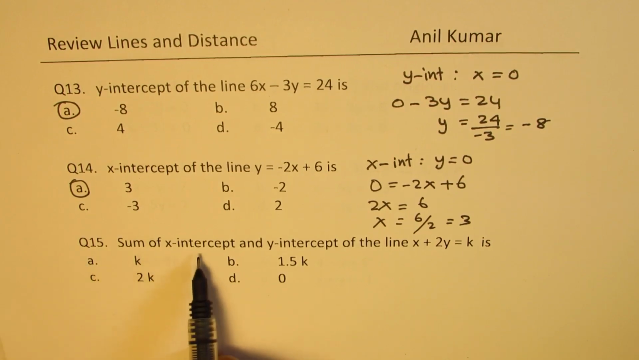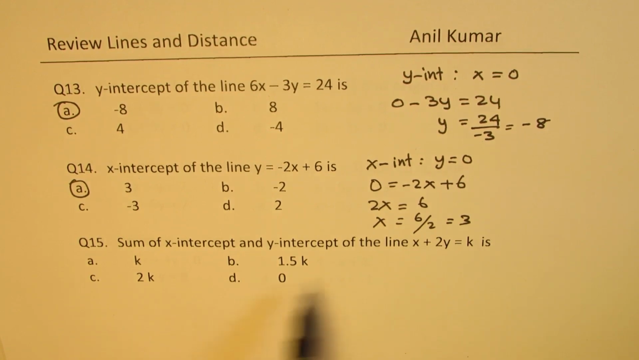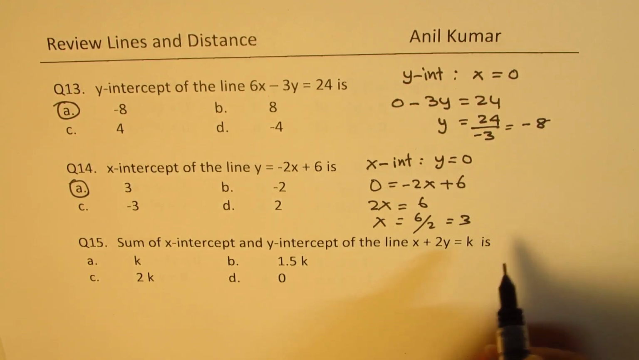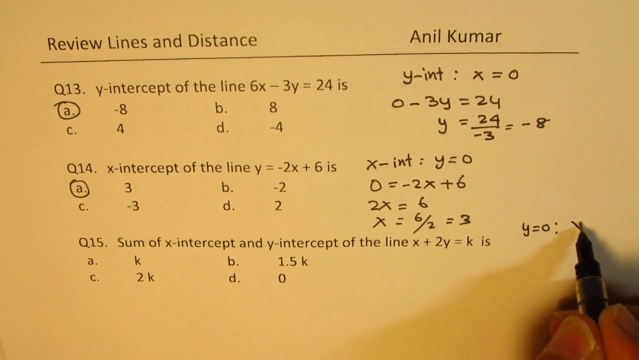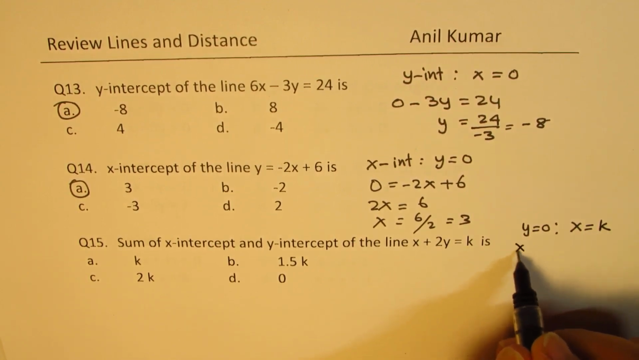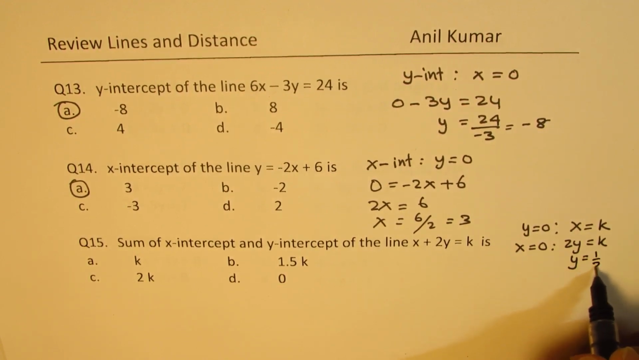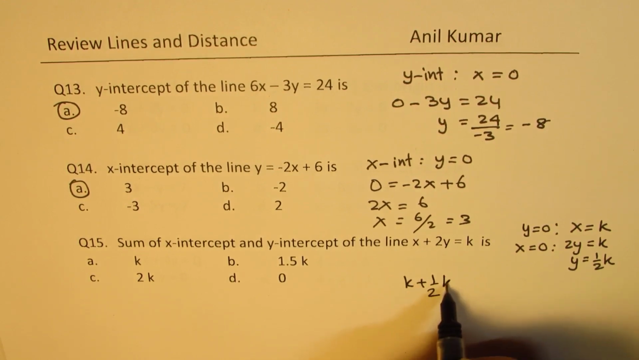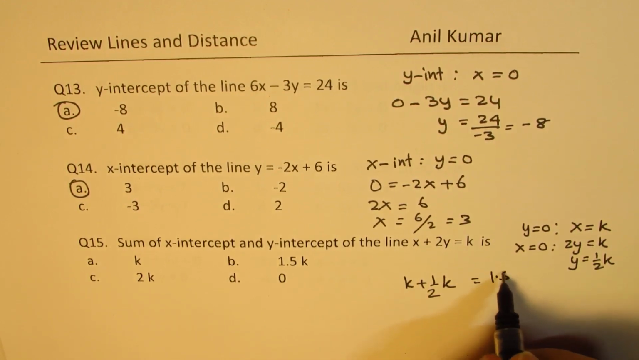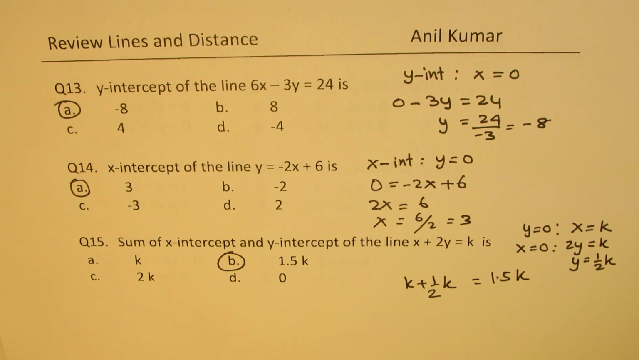Question 15: sum of x-intercept and y-intercept for the line x plus 2y equals k is what? Well, for the x-intercept, we'll put y equals 0, right? So when you put y equals 0, you get x equals k. But when you put x equals 0, we get 2y equals k, or y equals half k, correct? We want the sum of these two. So these are the intercepts. So k plus half k is your answer, which is equal to 1.5k. So B is the right option. Is that clear to you, right?